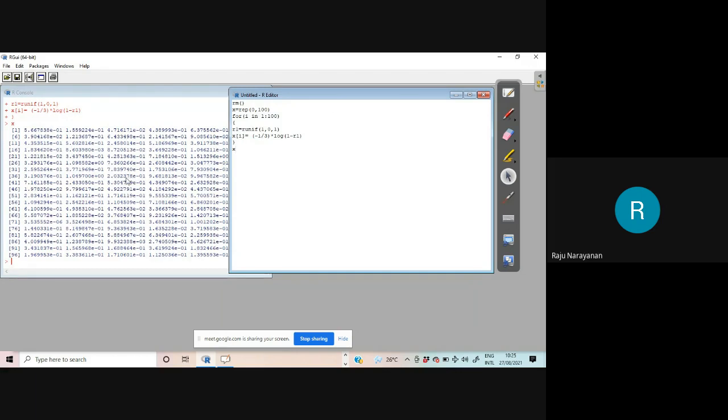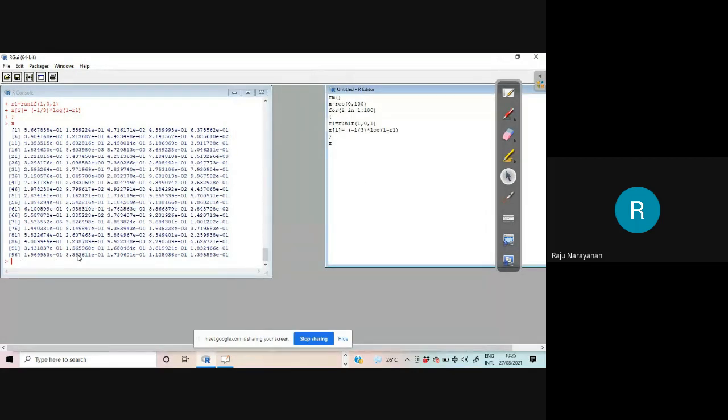Yes. These are the 100 values. 96, 97, 98, 99, 100. You can see all the values are positive because the exponential distribution is a distribution of a non-negative variable. Okay? Simple.